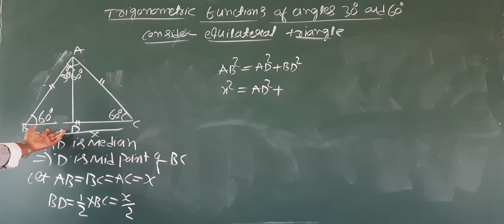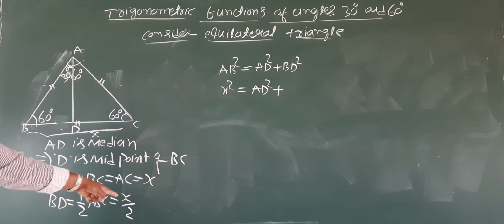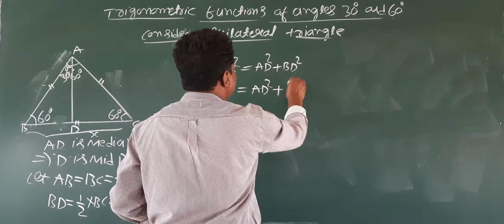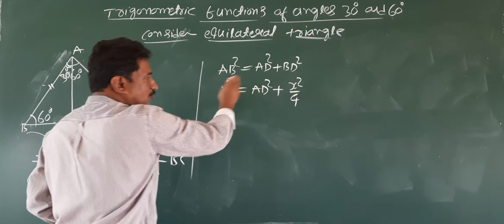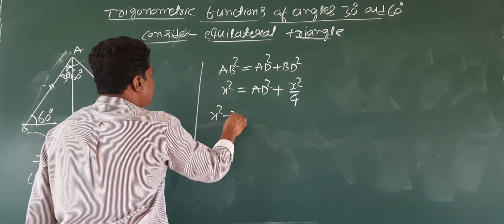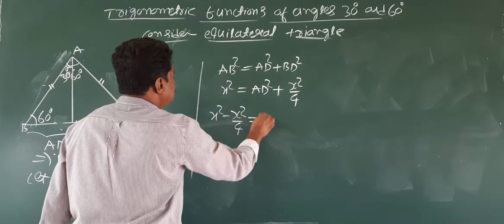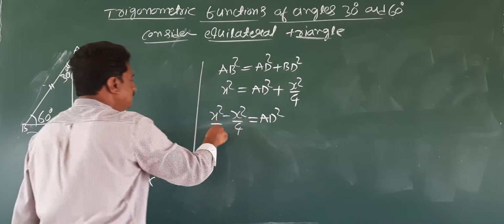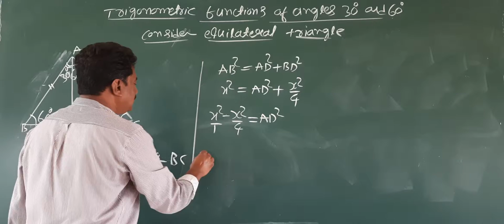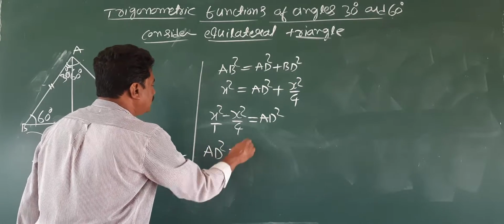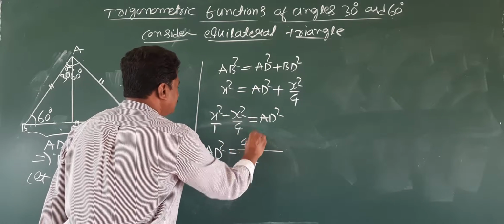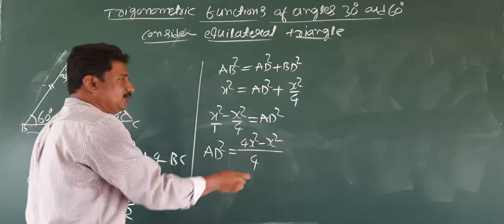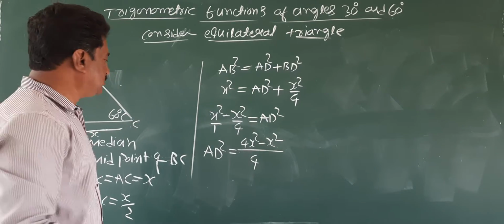So tell me BD length, students. BD length is x by 2. BD square means x square by 4. Bring that x square by 4 to this side. x square minus x square by 4 is equal to AD square. Find out LCM. AD square is equal to LCM is 4, 4x square minus x square.